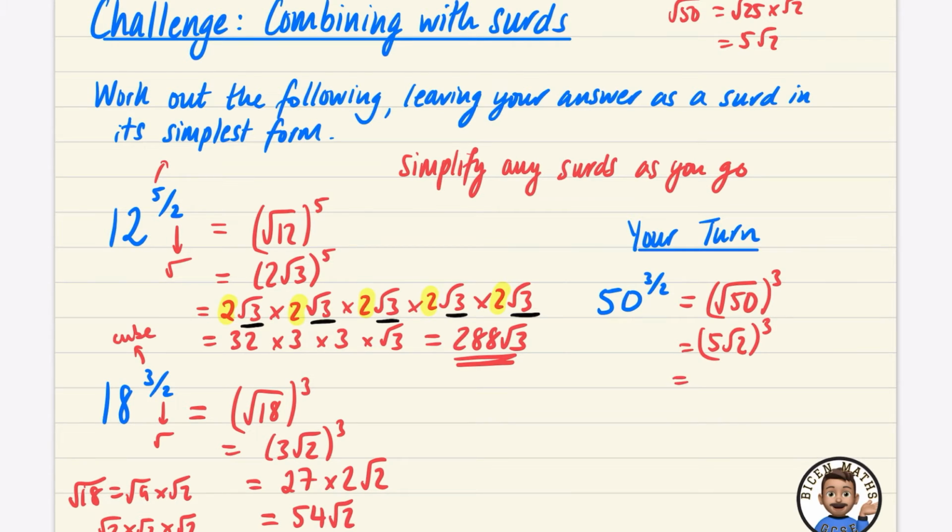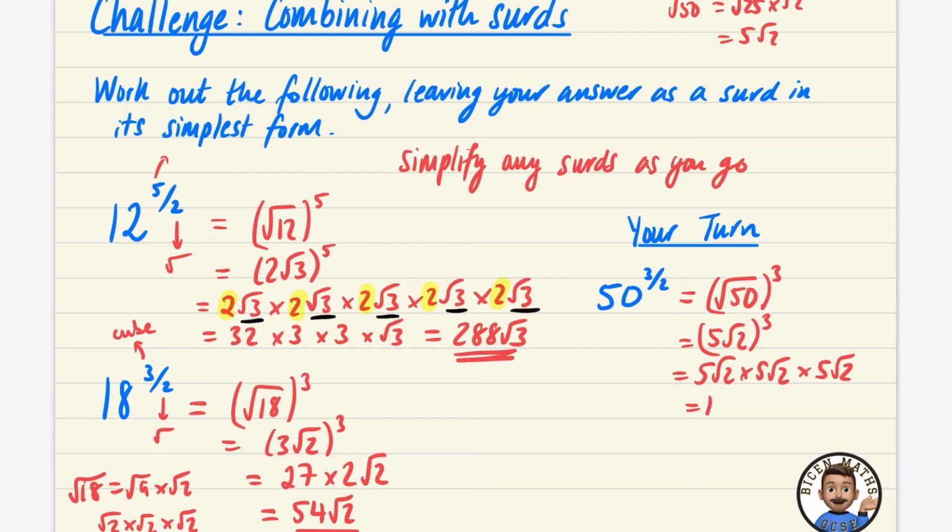Think about what that looks like. So 5 root 2 times 5 root 2 times 5 root 2. 5 times 5 times 5 is 125. Root 2 times root 2, one of those pairs is going to give you a 2, and you've still got a root 2 left over at the end. So you get 125 times 2, 250 root 2 for that.